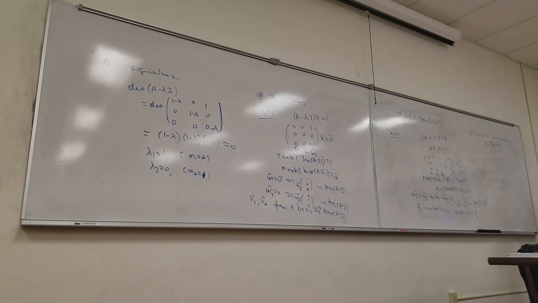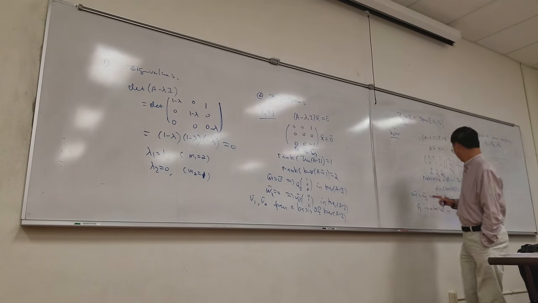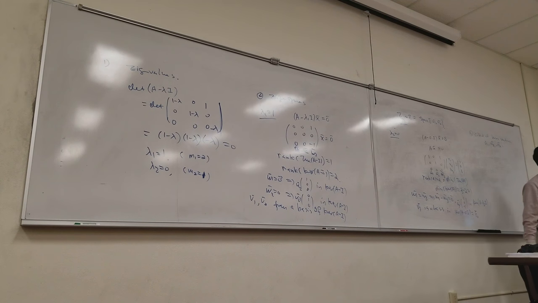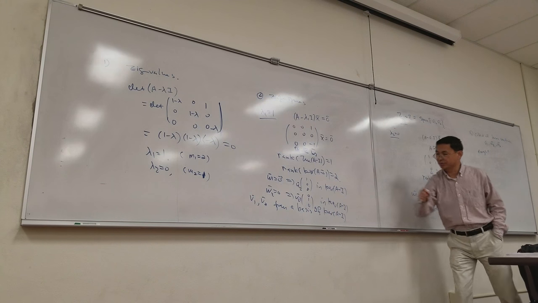Okay, this is enough. V1, V2, V3. We collect all basis vectors. So there are two here, V1, V2, and a third one here. Is it enough? I think it's enough, because I checked the dimension. The dimension of this eigenspace is 2.